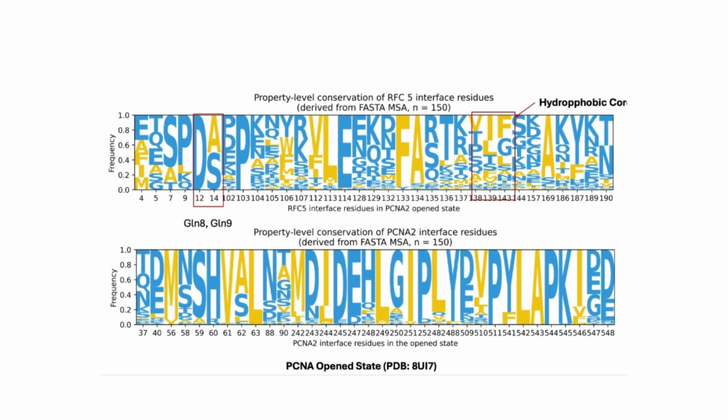pocket. Notably, this conservation pattern on PCNA2 remains largely unchanged between the closed and open states. In the open state, additional polar residues participate in the interface, strengthening interactions without altering the conserved core. Together, these patterns suggest that PCNA2 opening is driven by conserved structural anchors supplemented by flexible, less conserved auxiliary interactions.